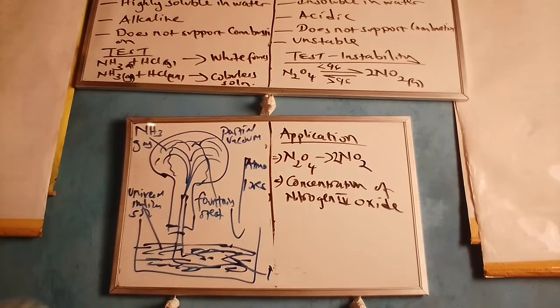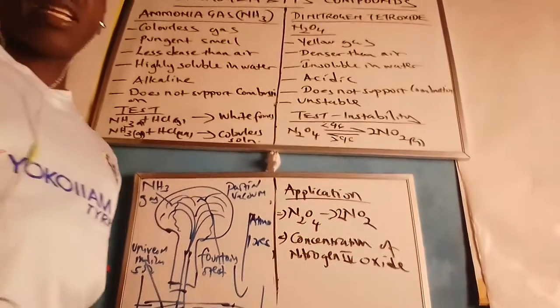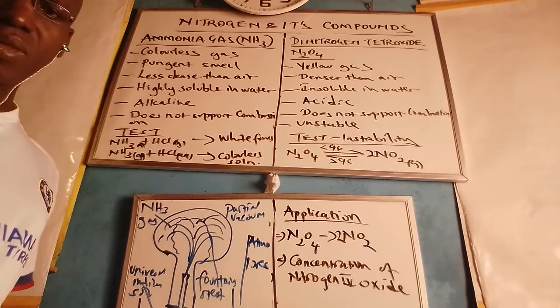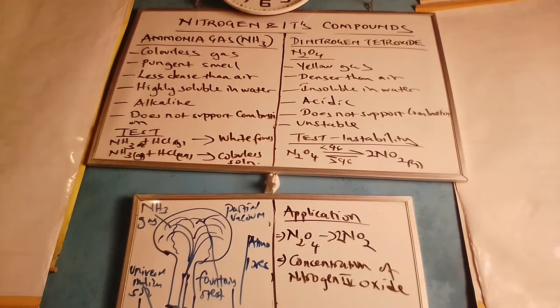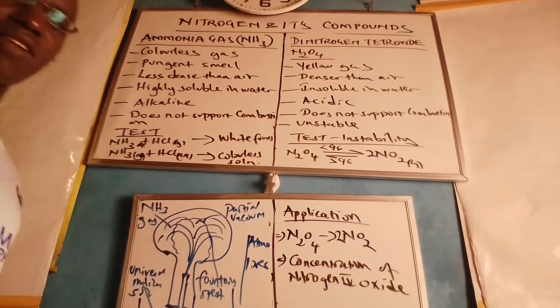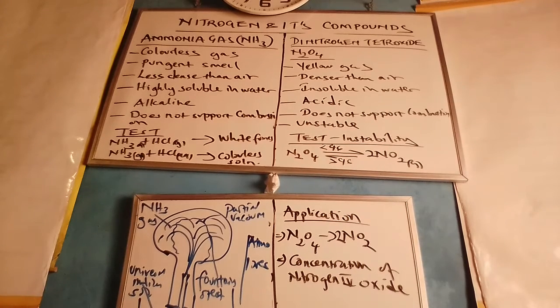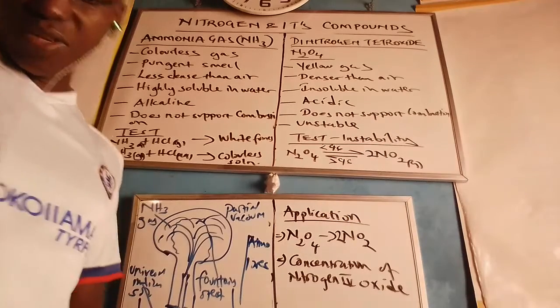Next to this, as we have been looking at nitrogen and its compounds, we have an unstable form of oxide of nitrogen. The unstable oxide of nitrogen is dinitrogen tetroxide. Now, this dinitrogen tetroxide is a yellow gas. It exists in dynamic equilibrium with nitrogen dioxide gas.